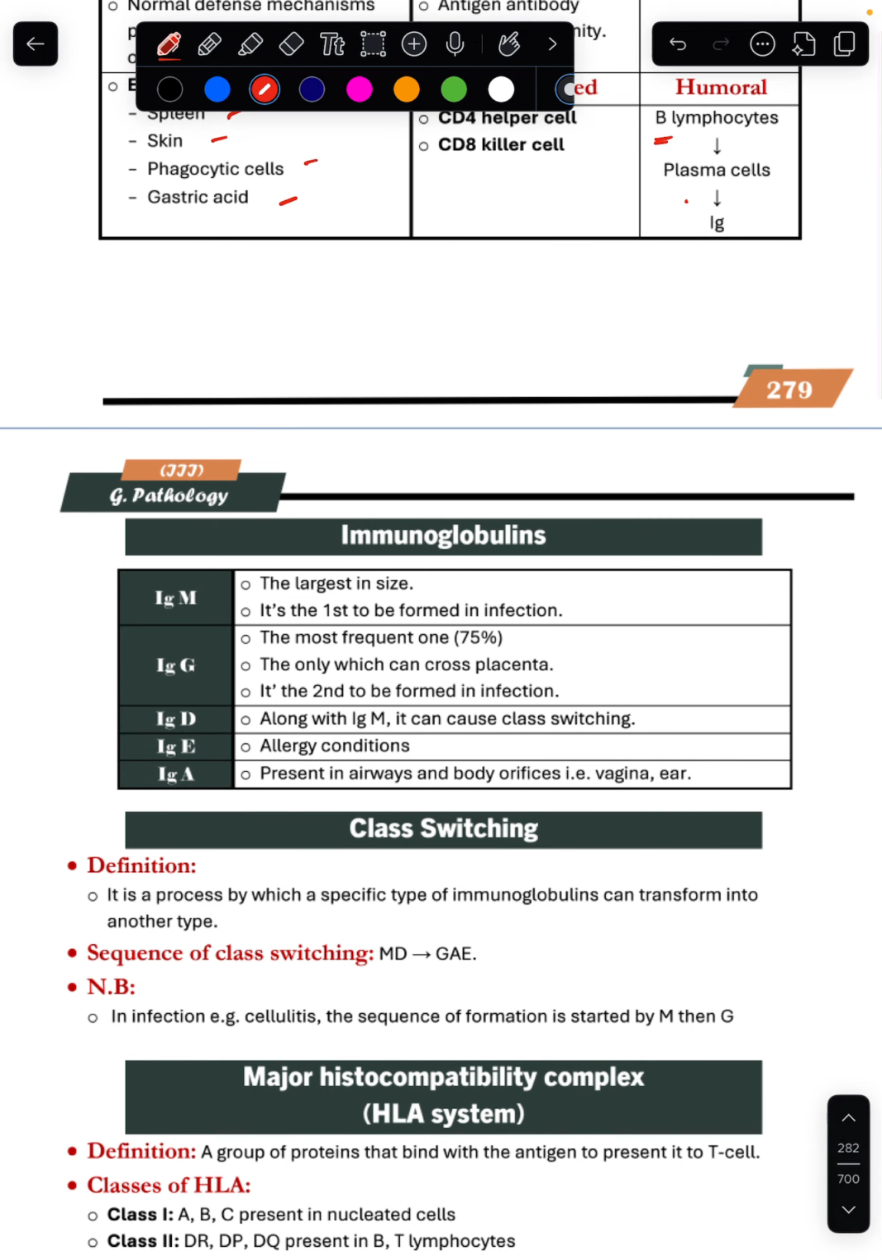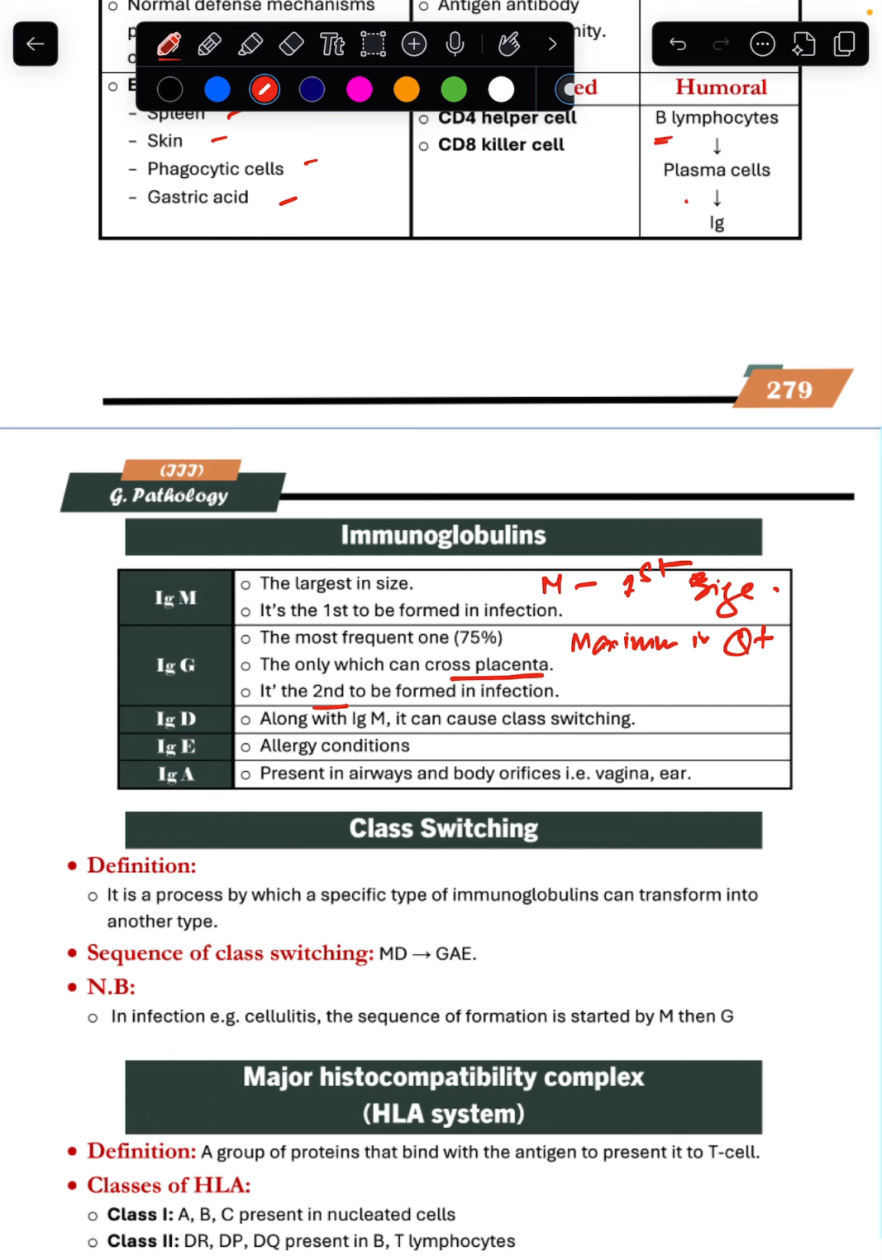Immunoglobulins are of five types: M, G, D, E, A. The largest is IgM. M is largest and first. IgG is the maximum in quantity, while M is maximum in size. G crosses the placenta and is second to form.